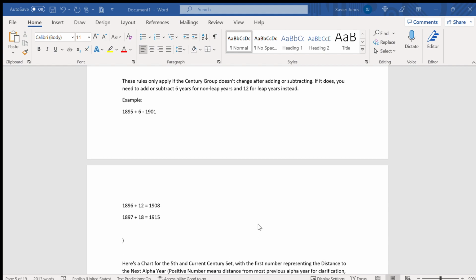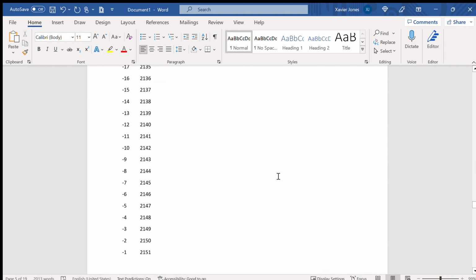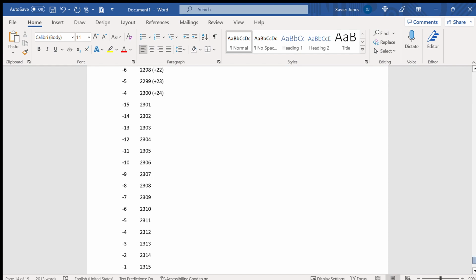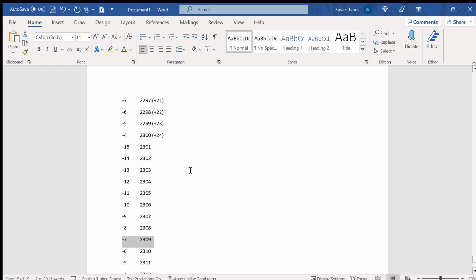Oh, weird. And 1909 isn't a leap year. So you can do 12 and 1909, and that works. I don't know why it works, but it does. What is 1909 on this list here? Or 2309 in this case? Minus 7? Minus 7 is in pair.